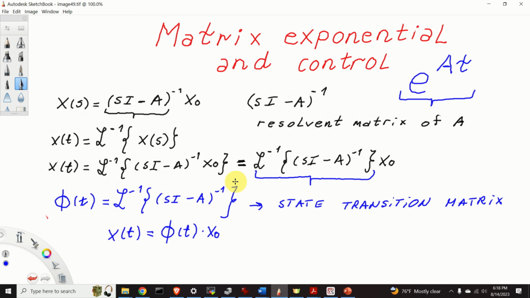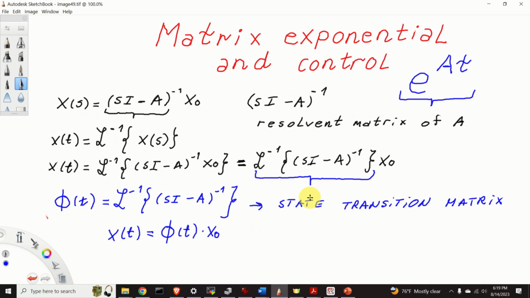Now, the main challenge is how to compute this state transition matrix. Obviously, we can compute sI minus A, and we can invert it. We will have an expression that depends on the Laplace variable. This is a matrix, and after that, we can compute an inverse Laplace transform of that matrix. To compute an inverse Laplace transform of a matrix, we simply take an inverse Laplace transform of every entry of this matrix and form the matrix at the end. That's not a big deal.